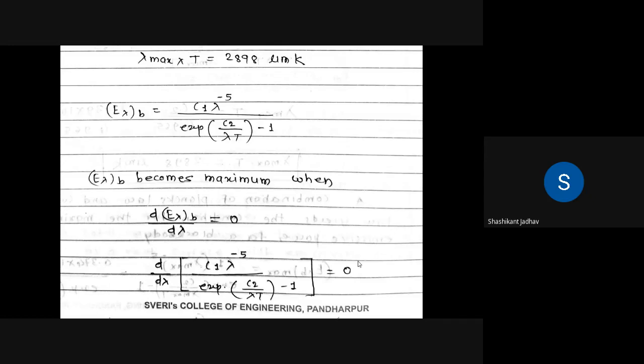So we have to take the derivative of this and find out the value, or find out the equation. As a derivative, d upon d lambda into bracket C1 lambda raised to -5 divided by exponential of C2 divided by lambda T, bracket complete, -1, bracket complete, is equal to 0. त्याचं डेरिव्हेटिव्ह घ्या सगळ्यांनी. काय डेरिव्हेटिव्ह सांगा?